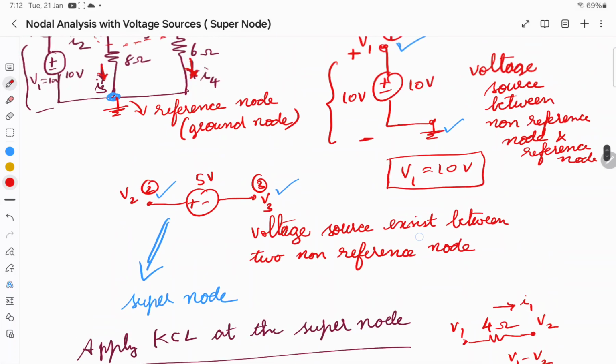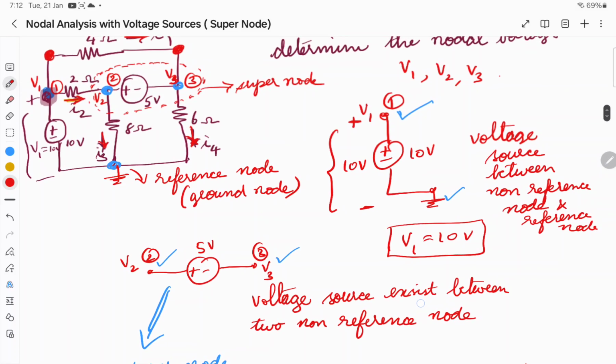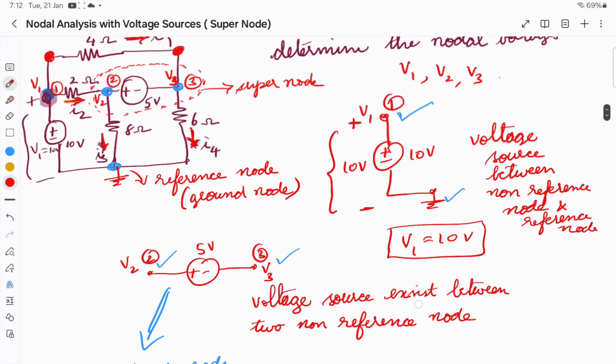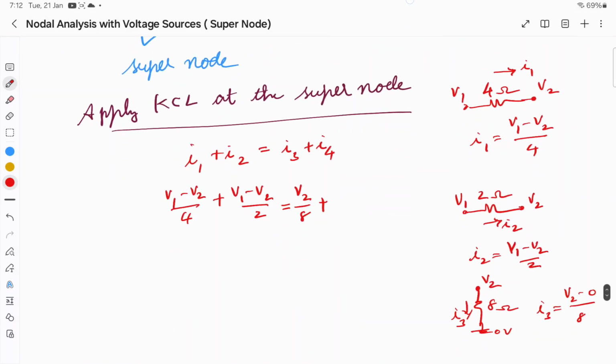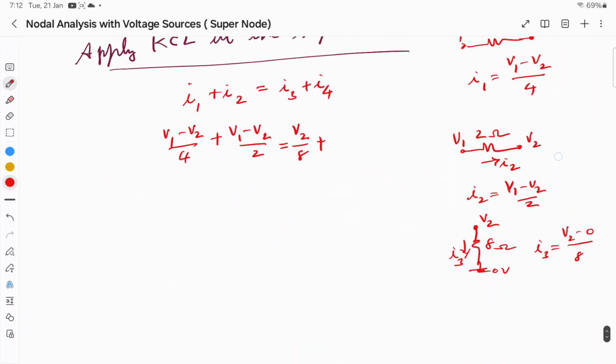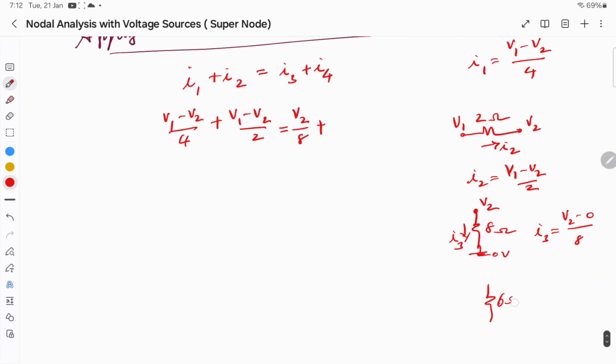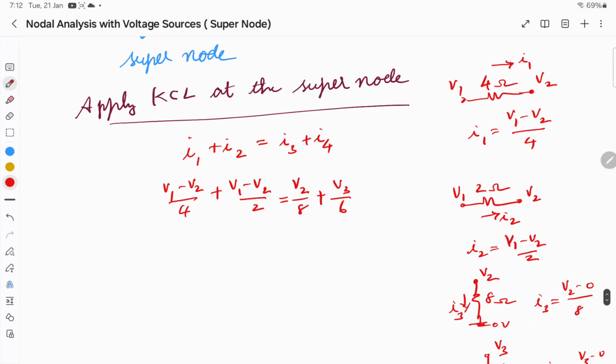What about I4, which is the current flowing through 6 ohms? 6 ohms, right? So I can write 6 ohms. This is V3, the other end is 0 volt. The current is I4. So your I4 is going to be V3 minus 0 by 6, V3 by 6. Right? So try to take LCM.